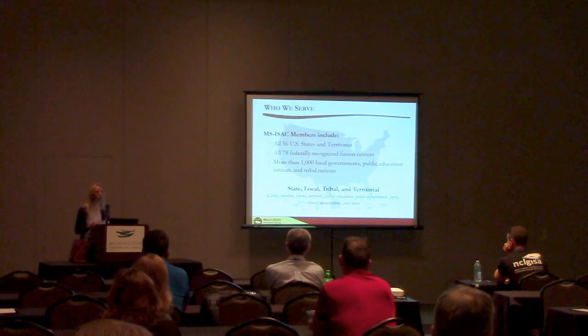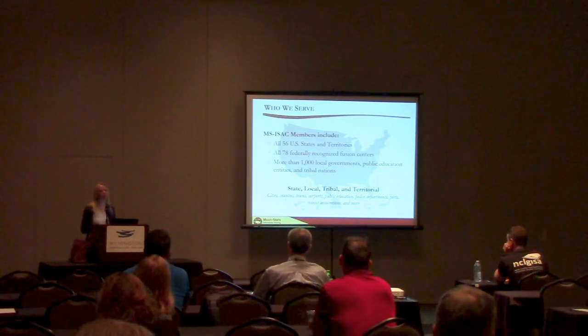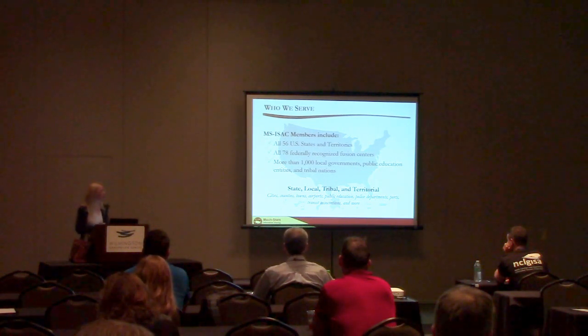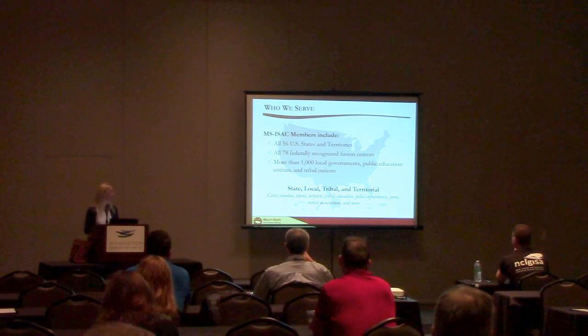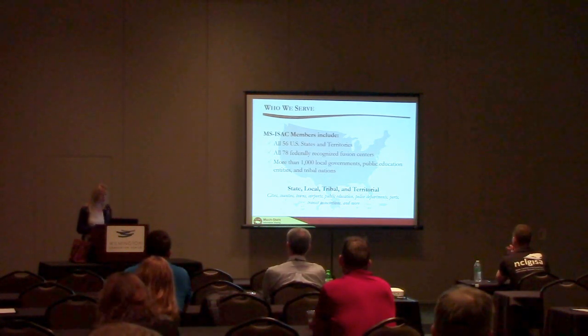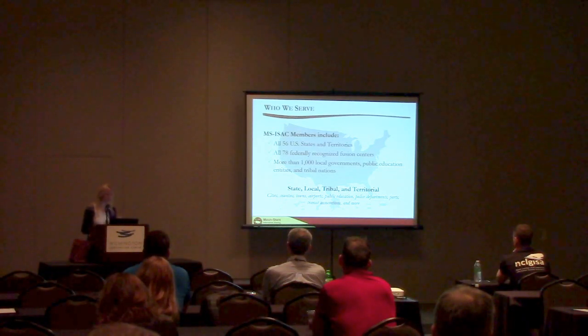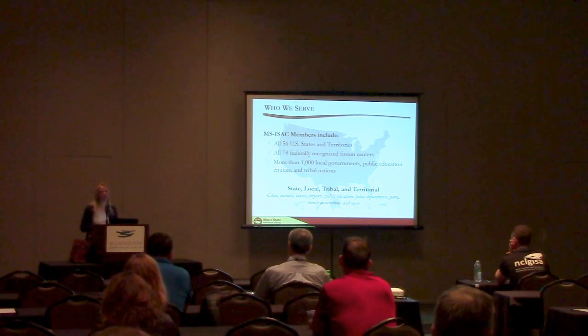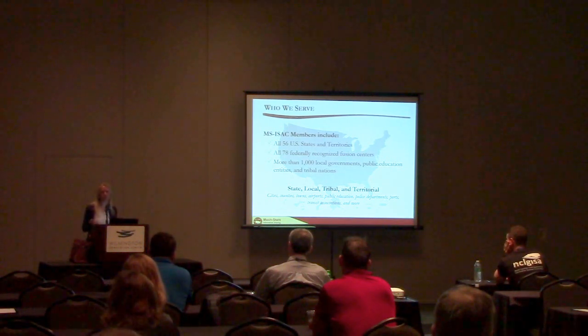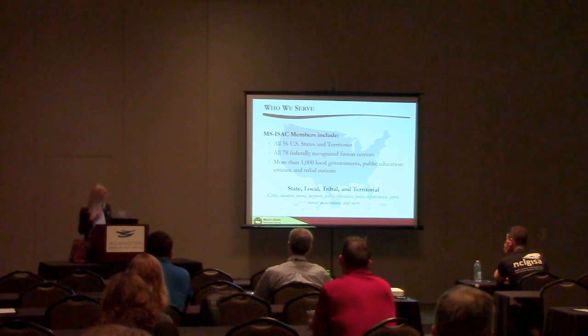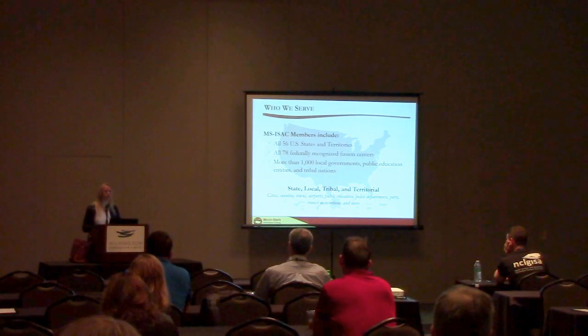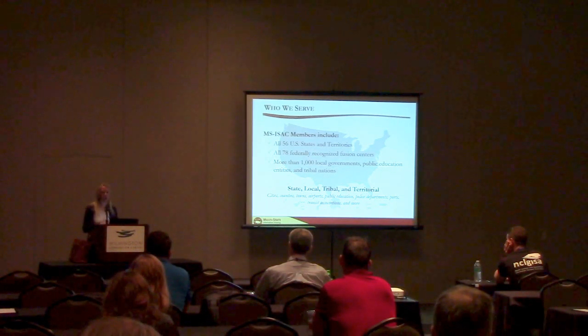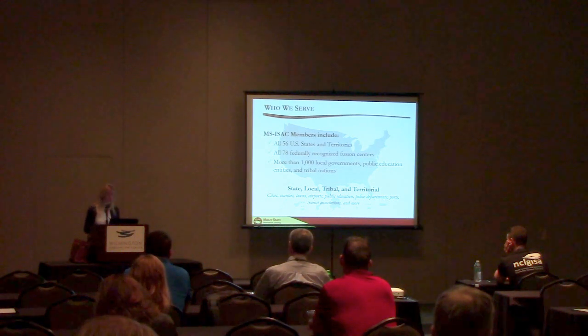So who does that include and who is our membership currently? Our membership is made up of all 56 U.S. states and territories, so the state of North Carolina, of course, is a member. All 78 federally recognized fusion centers and more than 1,000 local governments, including public education entities, tribal nations, etc. Obviously, as all of you know, 1,000 local governments sounds pretty small, considering the amount that are across the country. However, that 1,000 number accounts for about 47% of the population. So we have all major capital cities, a lot of metropolitan areas, things like that.